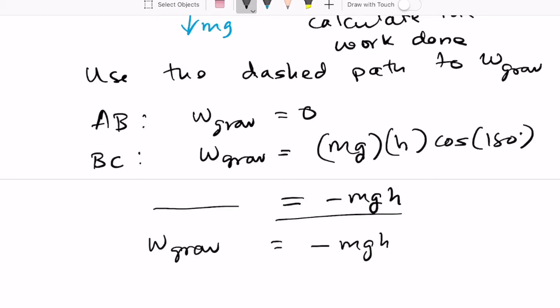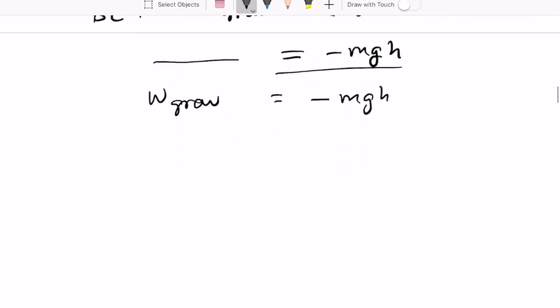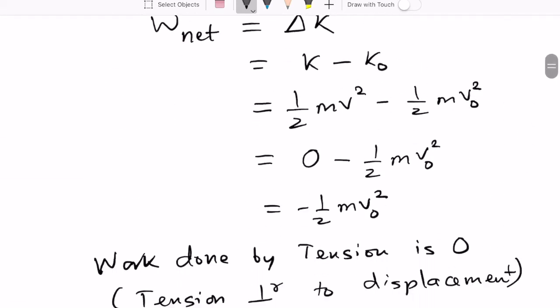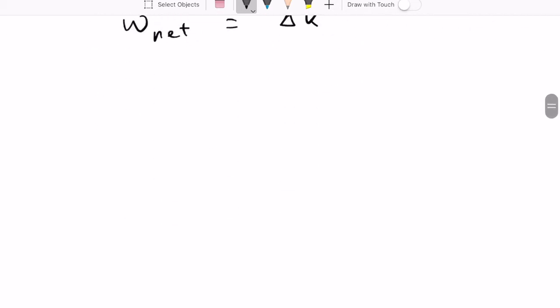All right, so let's plug all this into the work kinetic energy theorem. The work kinetic energy theorem says that the net work equals the change of kinetic energy. We've already found the change of kinetic energy earlier. That's minus half m v0 squared.